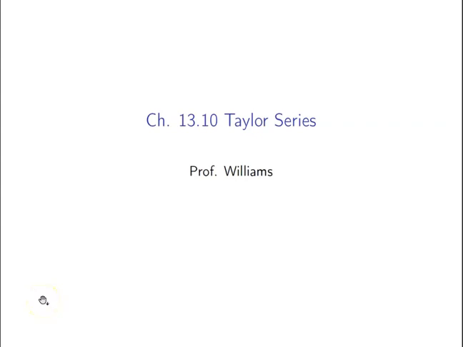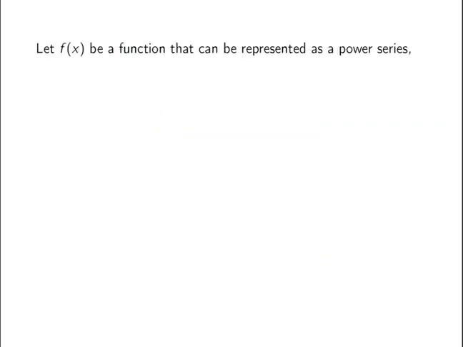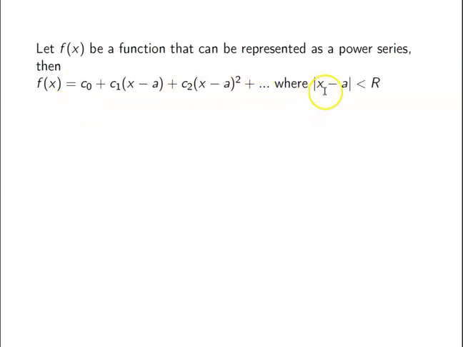This is chapter 13.10. Today we're going to discuss the Taylor series. Taylor series is a power series. Let us have a function that we'll call f of x, that we can represent as a power series. Then f of x is c naught plus c1 times x minus a plus c2 times x minus a squared, and so forth and so forth, where the distance between an x value and a is less than our radius of convergence.